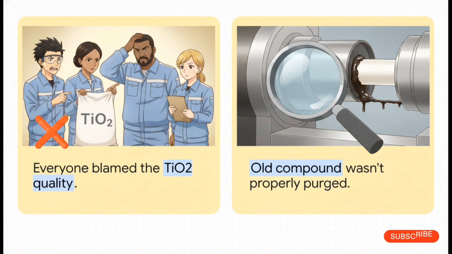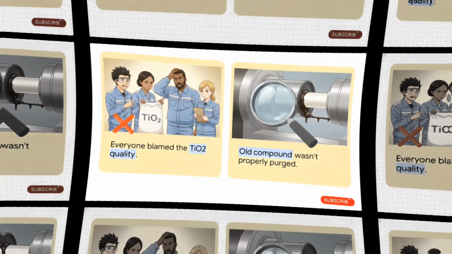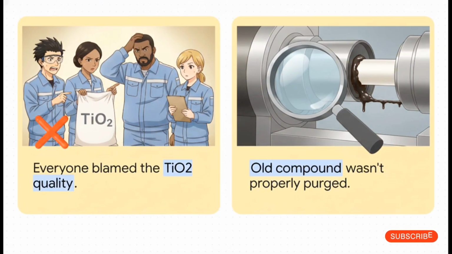And this brilliantly illustrates the danger of jumping to conclusions. First, think about the assumed problem. Everybody, and I mean everybody, blamed the titanium dioxide quality. They just assumed the incoming batch was contaminated. But our professional engineer? They didn't panic. They investigated. They checked the TiO2. It was perfect. The formula? Perfect. The processing parameters? Flawless.